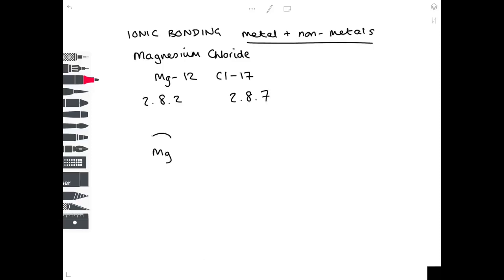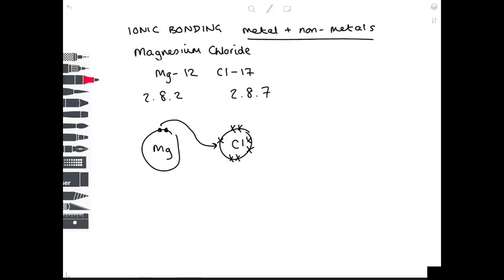So magnesium again, 2 electrons. Chlorine has 7 electrons in its outer shell. So we can see where that first electron is going to go, but there's still a second electron here that needs to go somewhere, which is why we need a second chlorine atom.